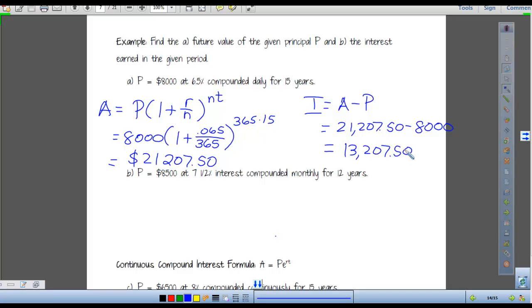All right, accrued value here is going to be 8,500. Our rate we'll write as what?